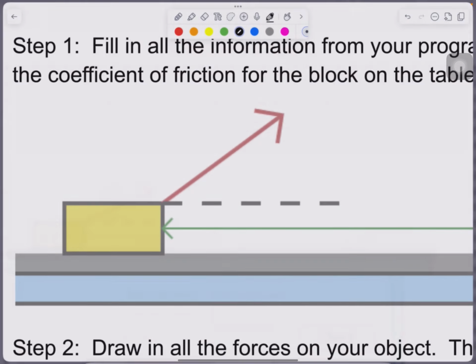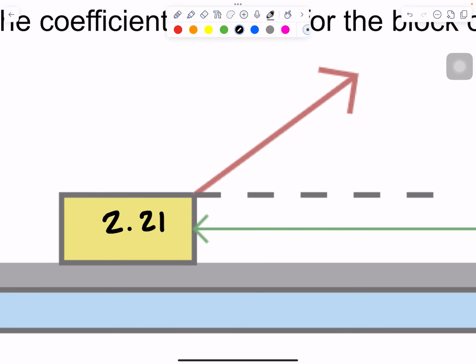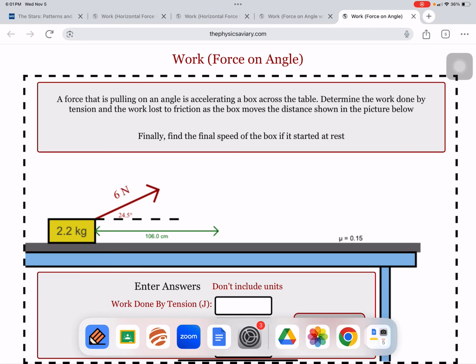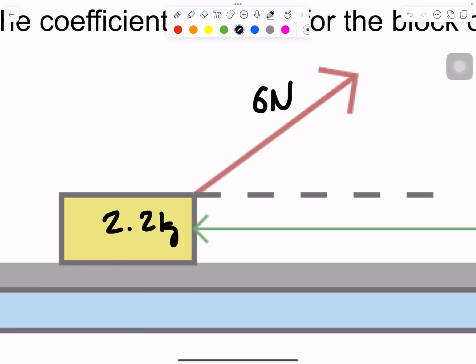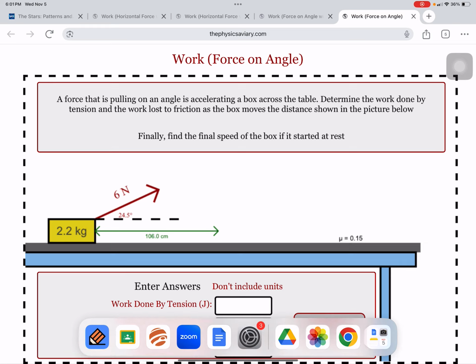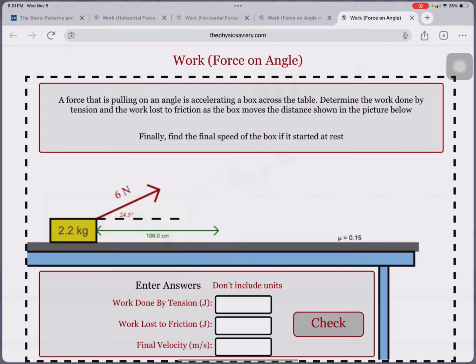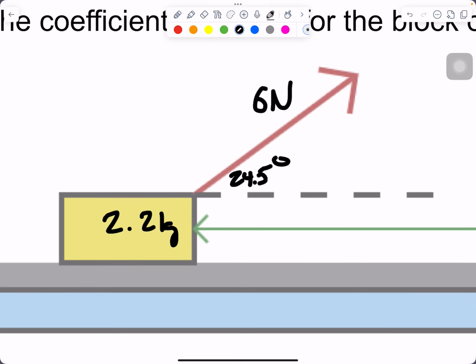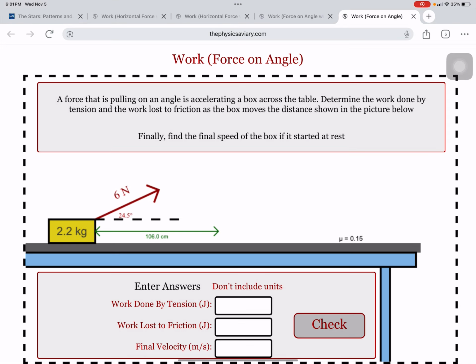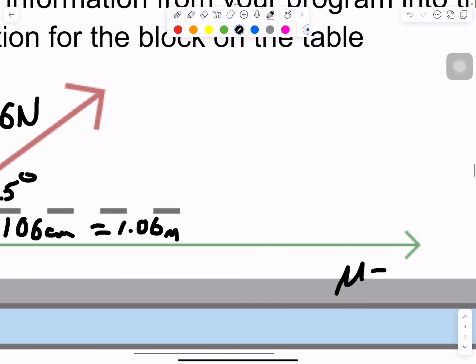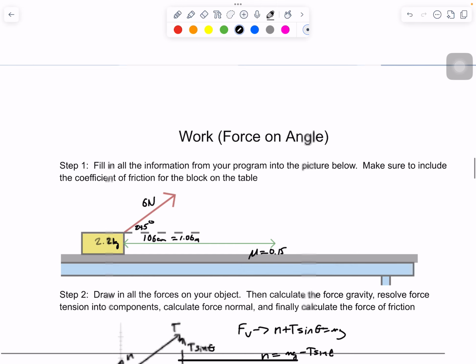Okay, 2.2 kilograms. Six newtons. 24.5 degrees. 1.06. So 106 centimeters is 1.06 meters. And the coefficient of friction in my case, mu, is 0.15. So just make sure you record all that.